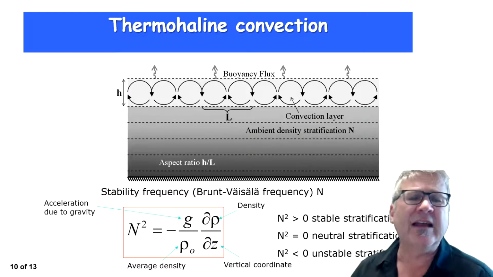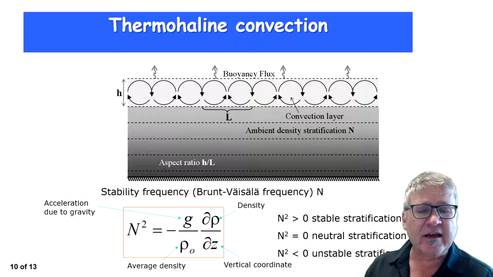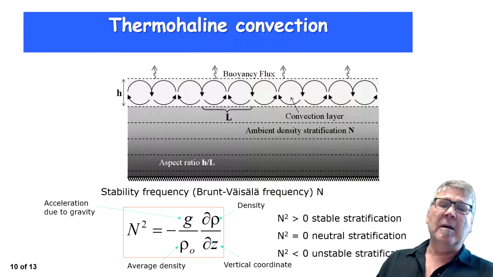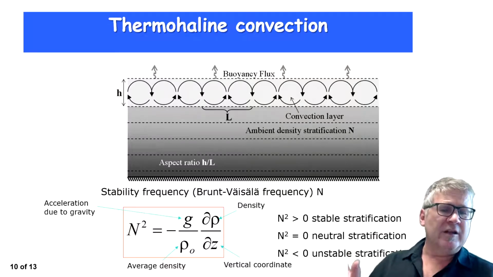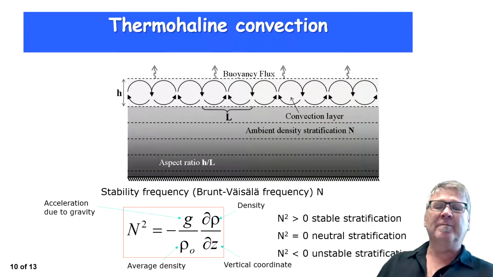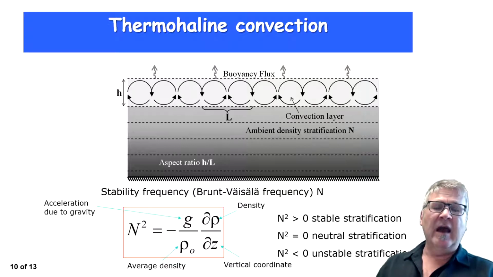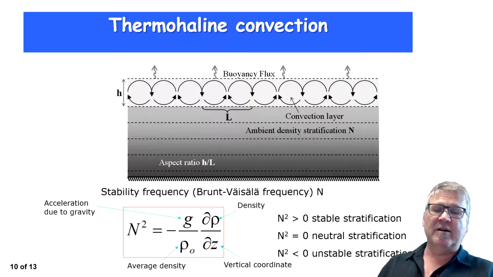What controls or modulates this convection mechanism is the ambient density stratification, and this can be expressed by something we call the stability frequency. Just for additional detail, there is a parameter which tells you how much the density changes with depth. This is the vertical gradient of density. How does density change with depth, multiplied by gravity, divided by an average density, and with a minus? This is what we call the stability frequency squared.